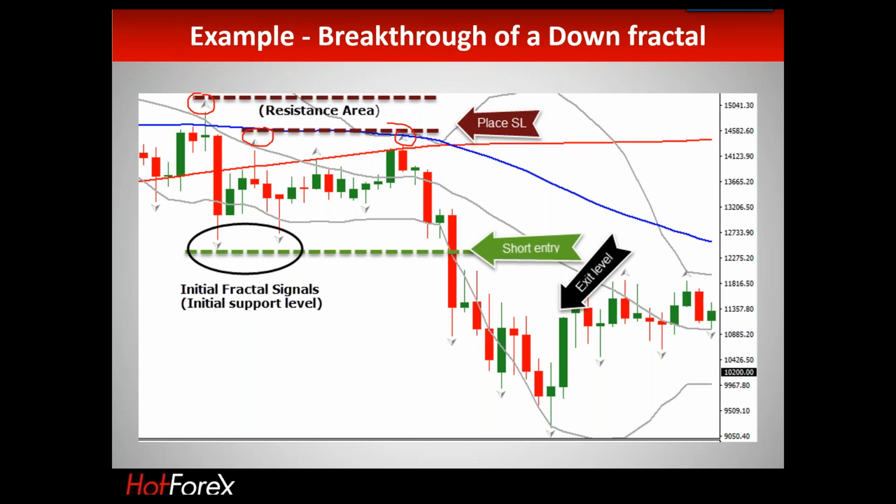By joining initial fractal signals. I don't really get it. Do you mean like a trend line, having it like that? What do you mean? Which one shall I connect? Let me read your question again. By joining initial fractal signals. Oh, I see. So which one do you want to be your support?